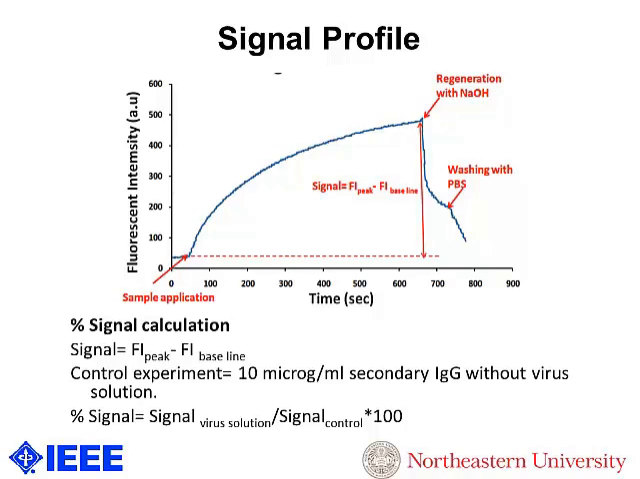And we can calculate our percentage of signal depending on the control experiment, which has just 10 microgram per ml secondary antibody without any virus.